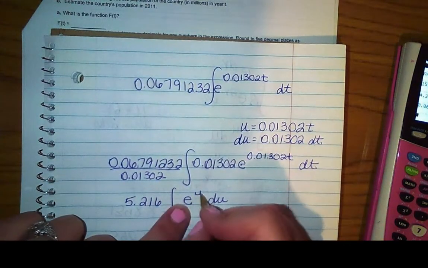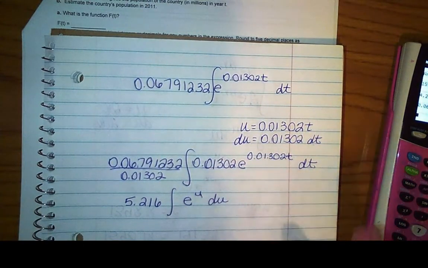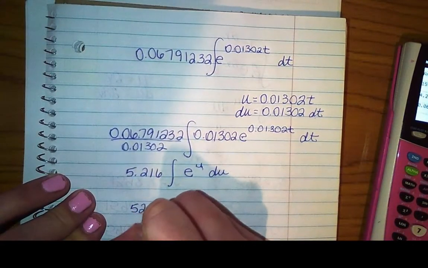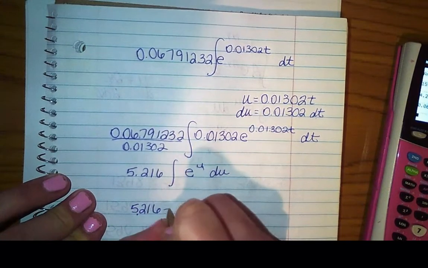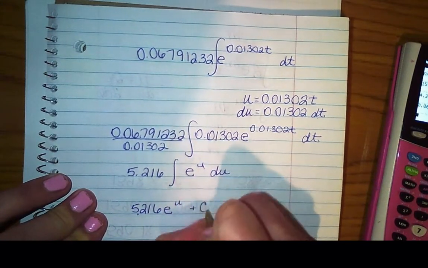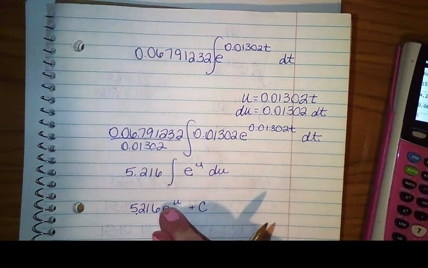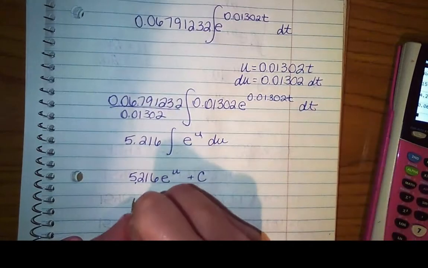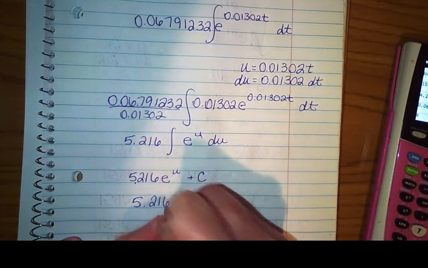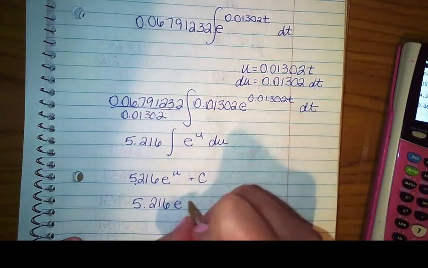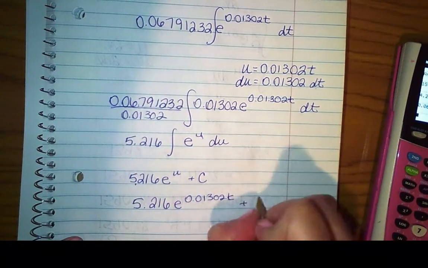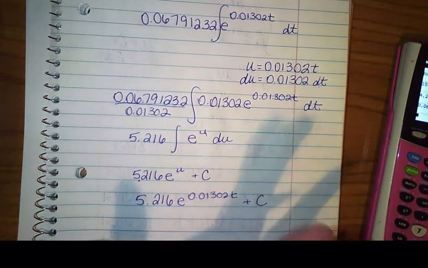Now, when I integrate e to the u, what's the integral of e to the u du? It's e to the u. So 5.216 is coming along for the ride. Oops, sorry. And then e to the u plus c. But I started in t world, so I better end in t world. So I'm going to replace this u with what I started with up here. So 5.216 e to the 0.01302 t plus c.